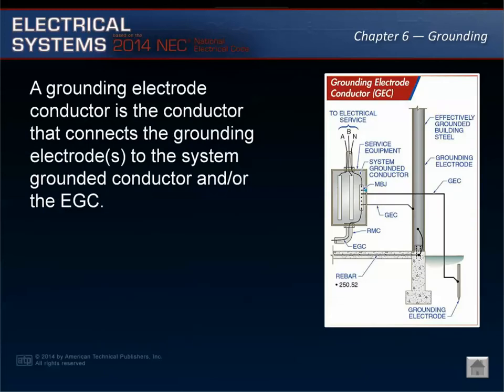A grounding electrode conductor is the conductor that connects the grounding electrodes to the system grounded conductor and the equipment grounding conductor. Like the equipment grounding conductor, this connection can occur at the service equipment or at the source of a separately derived system. The connection is only required to be made at one point on the grounding electrode system. The grounding electrode conductor may be constructed of aluminum, copper, or copper-clad aluminum, may be solid or stranded, and either insulated, covered, or bare per Article 250.62.